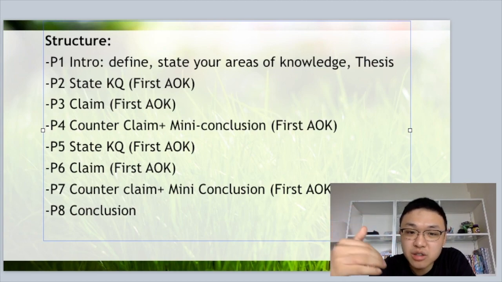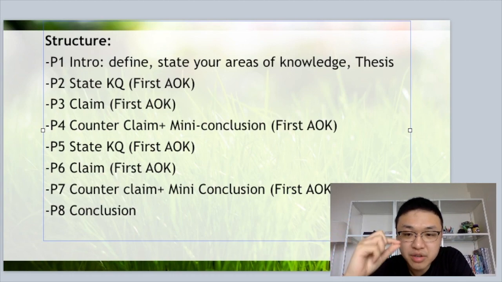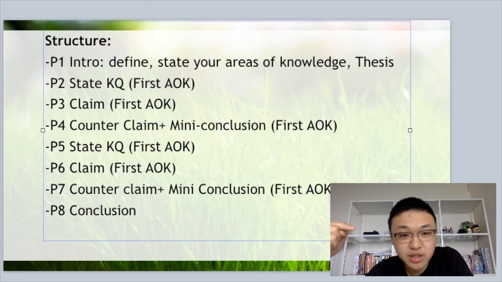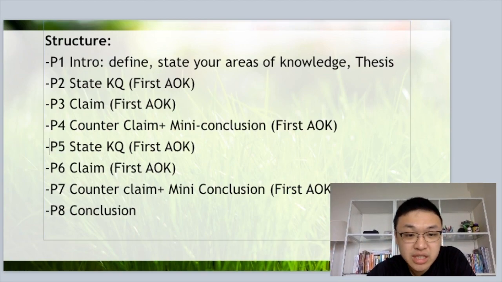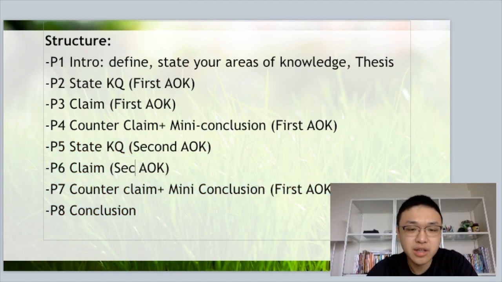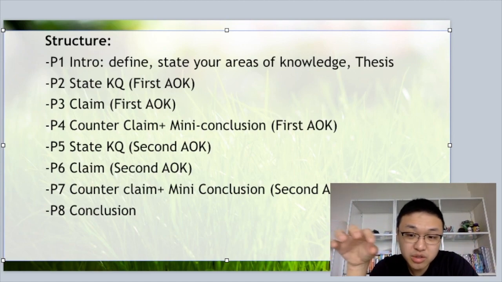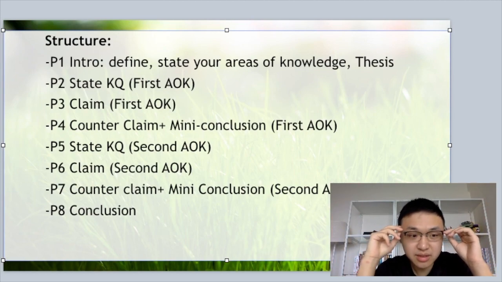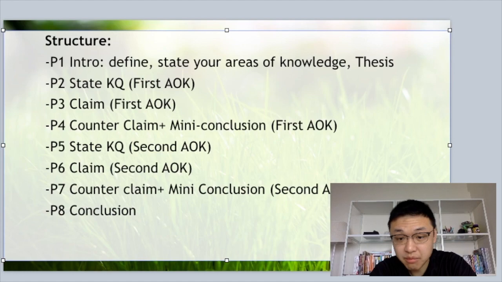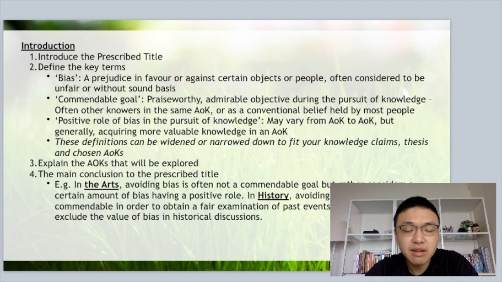A mini conclusion means a conclusion with regards to the first area of knowledge. So paragraphs 2, 3, 4 are all about the first area of knowledge. You state your knowledge question, you have a claim, a counterclaim, and you have a conclusion that is specific to the first area of knowledge. Then for paragraphs 5, 6, 7, you basically do the same thing as 2, 3, and 4, but, sorry, there's a typo here, you do it for the second area of knowledge. Then in paragraph 8, you have a conclusion for your entire essay. This is essentially how we believe it's best for your essay to be structured. Very clear, very structured. Okay, so now let's look at.